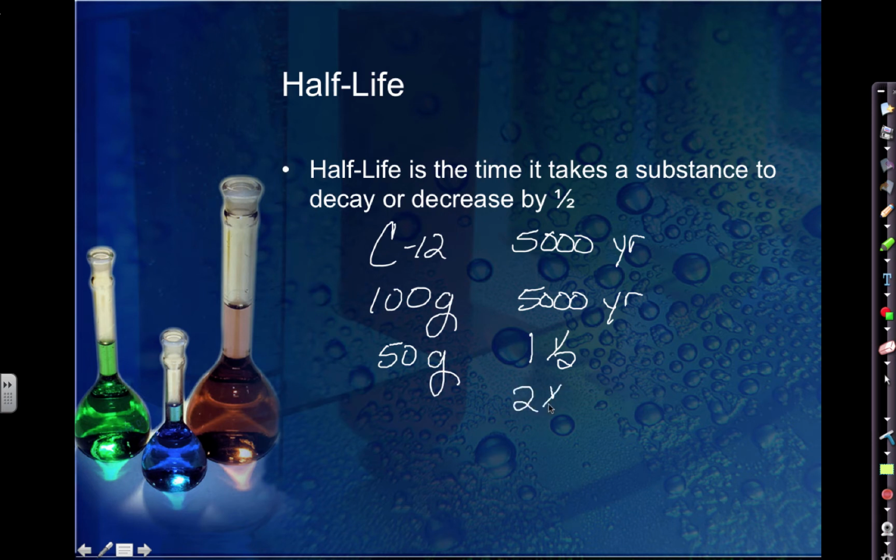After two half-lives, this would reduce by half again. So half of 50 would be 25. If I had three half-lives go by, I would have half of the 25 remaining, which would be 12.5 grams, and so on and so forth. So half-life is the amount of time it takes for a substance to decay or decrease by one half.